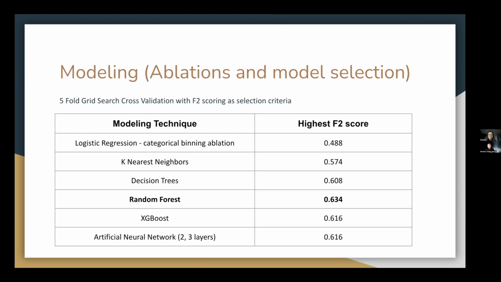Quick caveat, in the logistic regression, we actually tested out the categorical binning strategy that I just addressed. And by the end of this ablation study, we found out that random forest gave us the best results. Moving on.